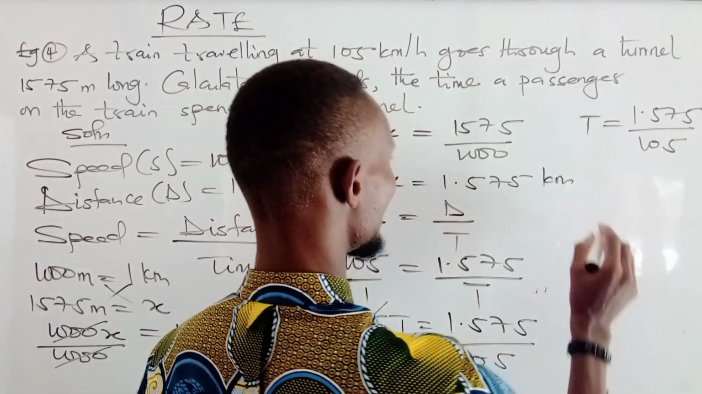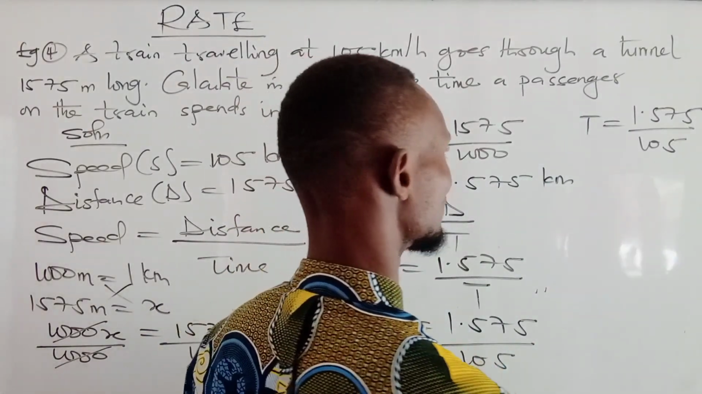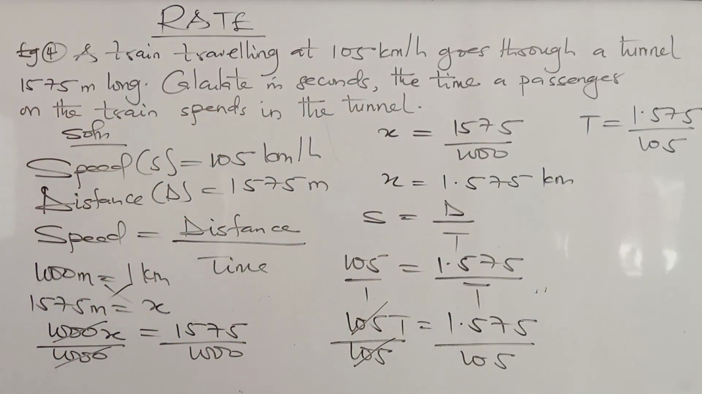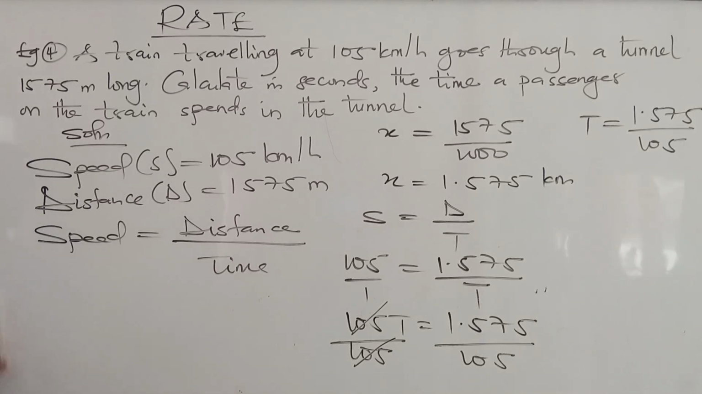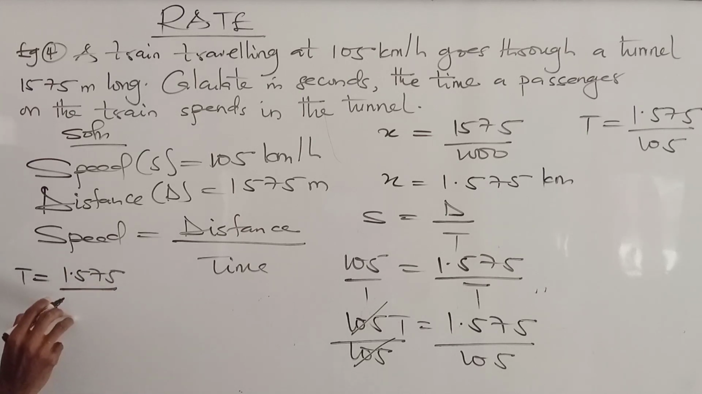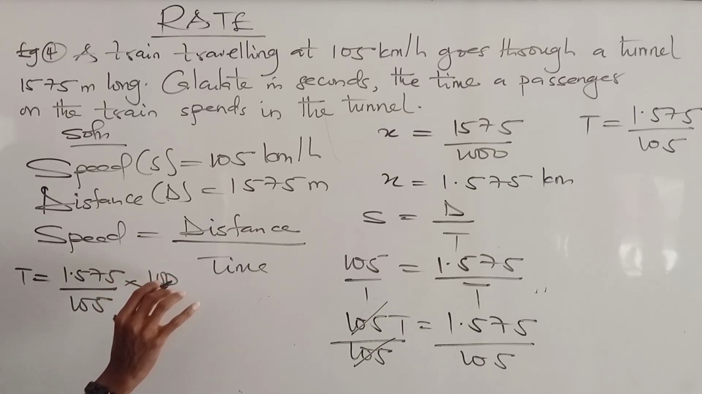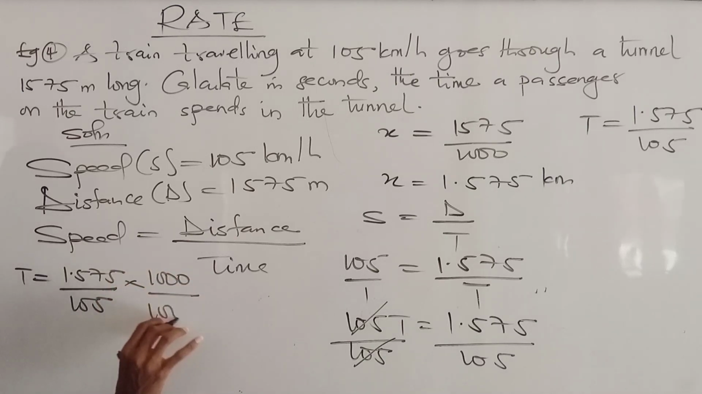I need more space to continue, so I'm going to clean a portion of the board so that we can get enough space to do that simplification. Let me clean this side and have enough space to continue. I hope you are following and you can see. So I have my t equals 1.575 over 105.